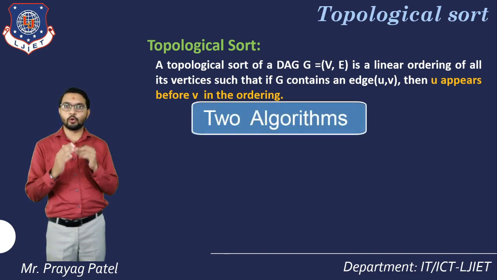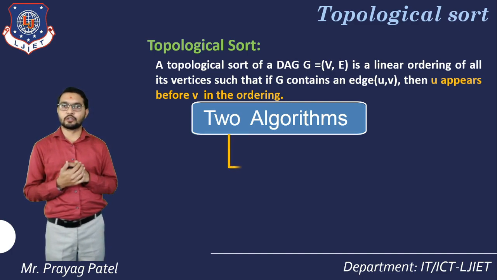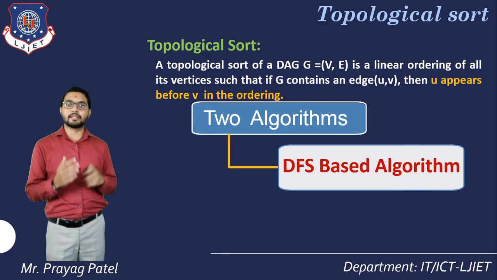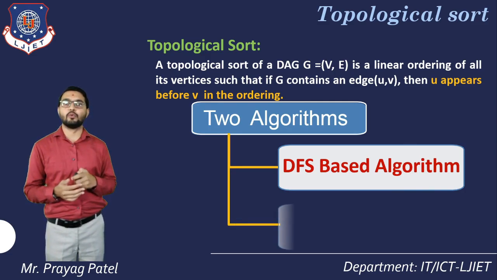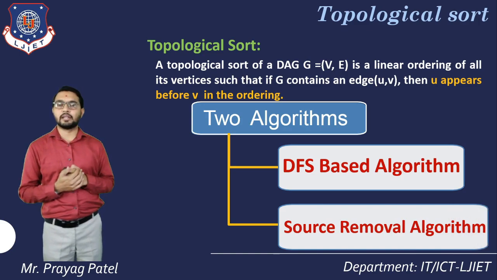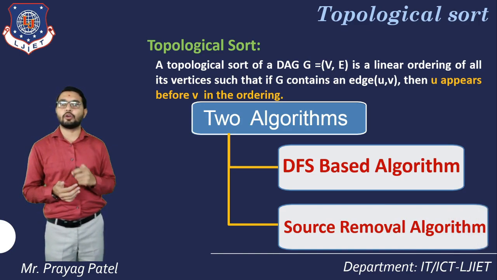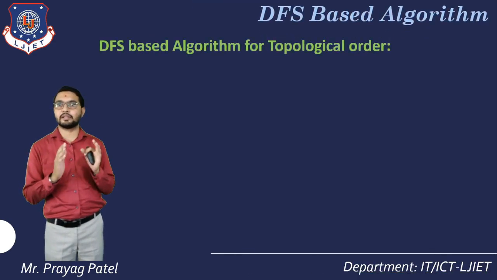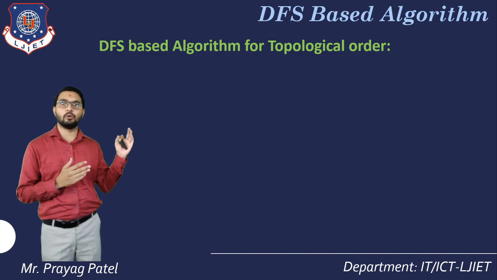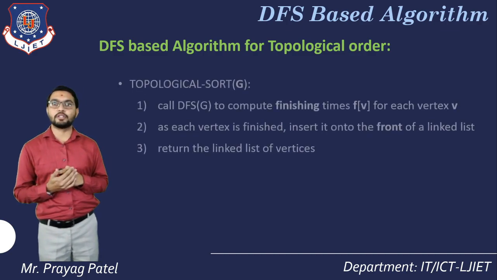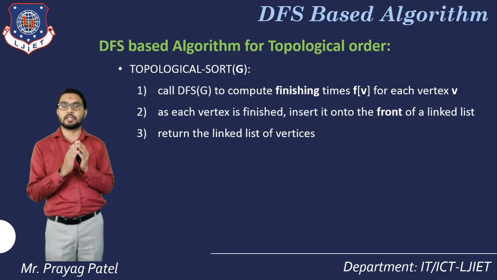Now, two algorithms are used for the topological sort order. The first is a DFS based algorithm and the second is a source removal algorithm. Now we will understand the methods one by one for finding the topological sort order. Consider the first algorithm, the DFS based algorithm. How can we find the topological sort order using a DFS based algorithm?